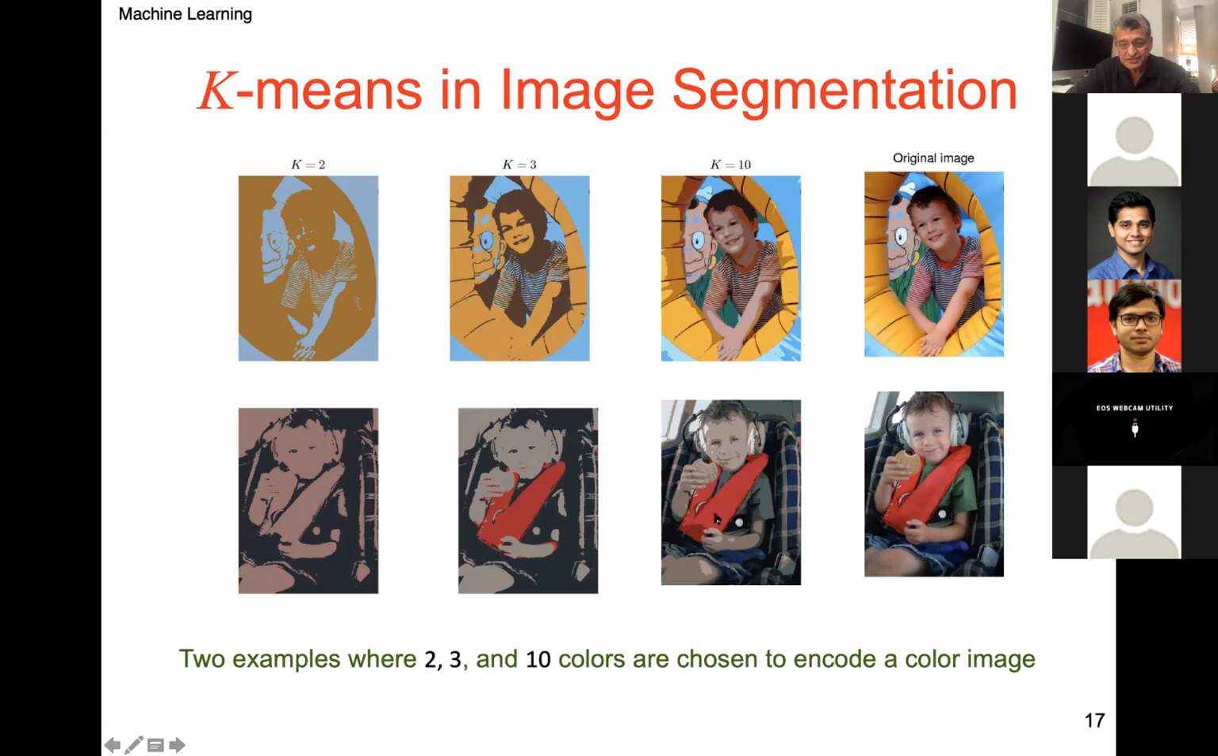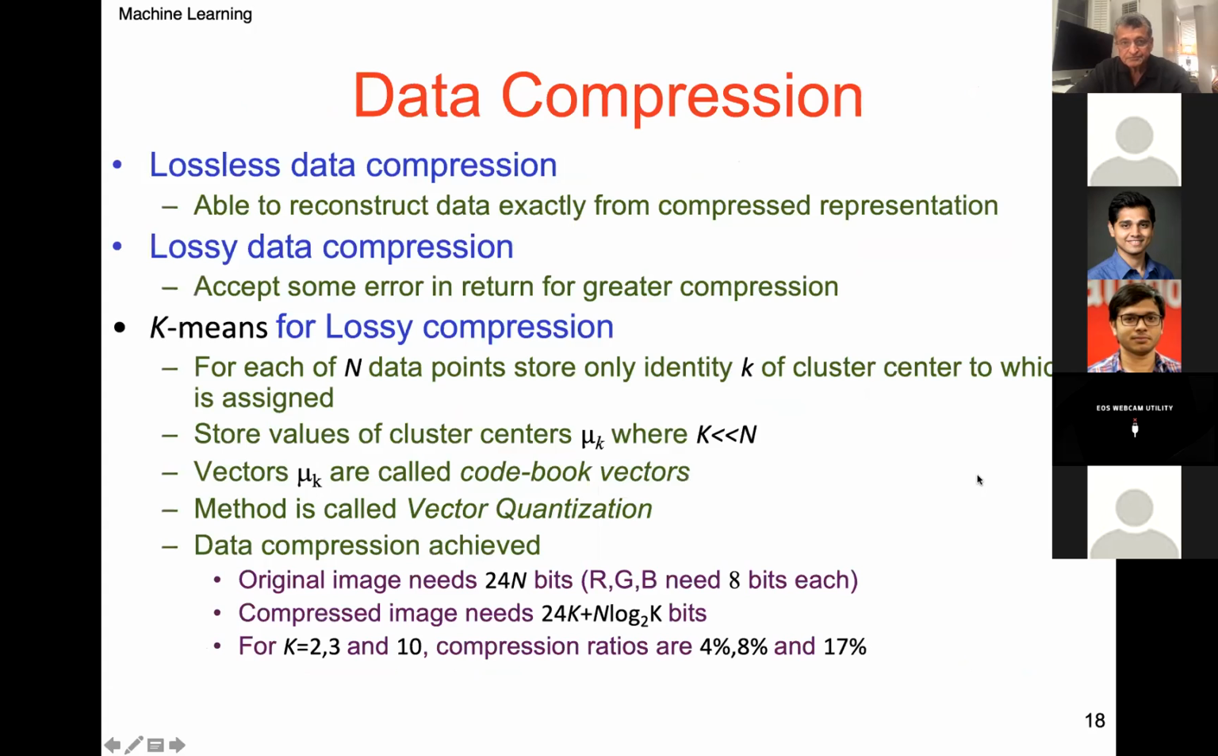Here is another image, and k-means can also be used for data compression. Interestingly, lossless or lossy? K-means is for lossy compression, so it is not lossless. The original image may need 24N bits, with RGB needing 8 bits each. The compressed image needs 24K plus N log K bits.